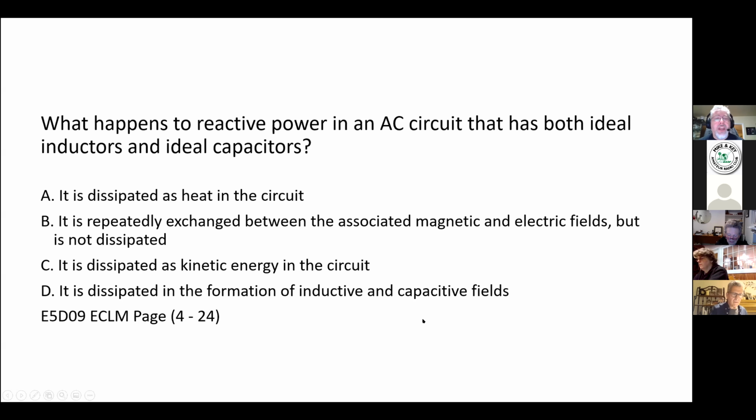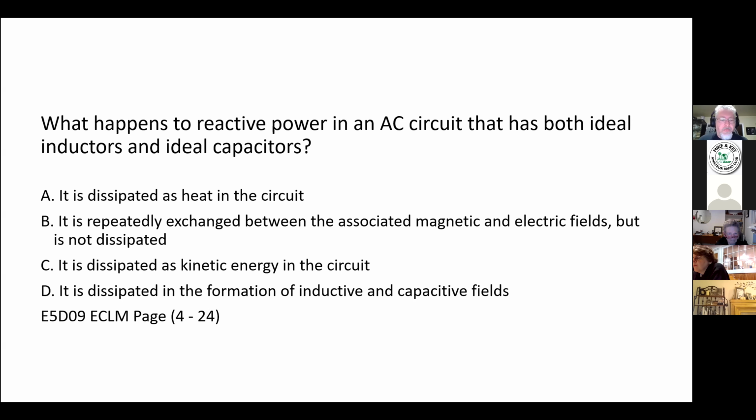What happens to reactive power in an AC circuit that has both ideal inductors and ideal capacitors? Note, ideal inductors and ideal capacitors. A, it is dissipated as heat in a circuit. B, it is repeatedly exchanged between the associated magnetic and electric fields, but is not dissipated. C, it is dissipated as kinetic energy in a circuit. D, it is dissipated in the form of inductive and capacitive fields.